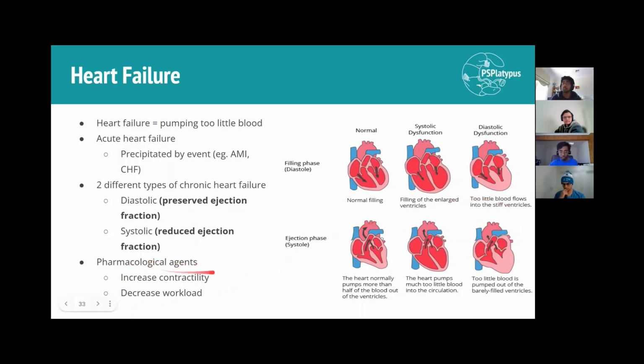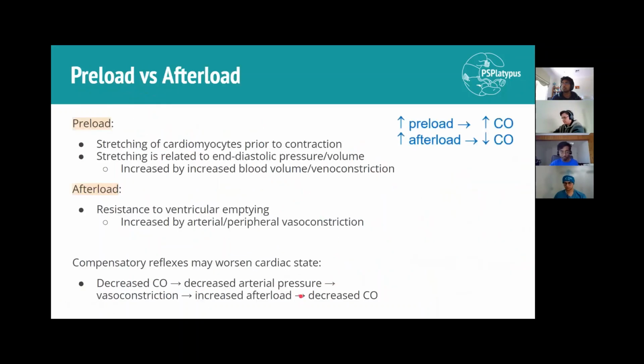So the 2 main principles of pharmacological agents that we're going to talk about are increasing contractility and decreasing workload. By increasing contractility, we help with something like systolic dysfunction, because we can pump more. And by decreasing workload, by making it easier for the heart to pump more blood, that obviously helps us with heart failure. Okay, so I said I'll talk about preload and afterload super quickly.